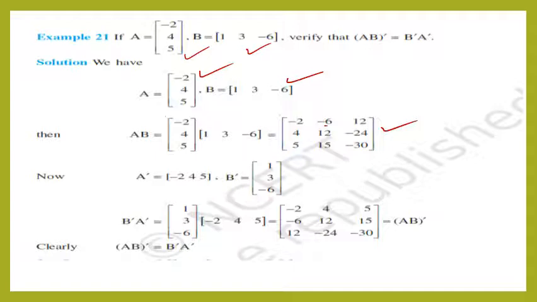Now, A transpose is this. This is B transpose. What is B transpose into A transpose? This column matrix into row matrix. Again, the same will come. Therefore, it is verified that (AB) the whole transpose is equal to B transpose into A transpose.